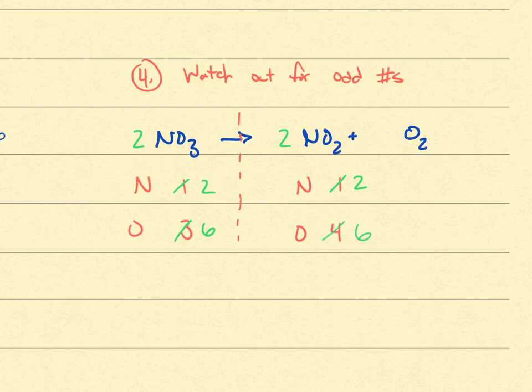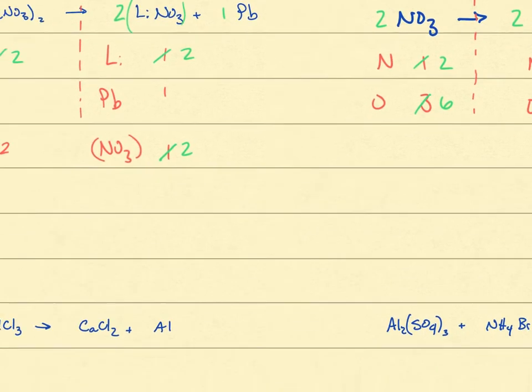Once again, the 2 in front of the NO2 only doubles the oxygen in NO2, not all the oxygen. So 2 times 2 plus 2 is this total of 6. Oh, hey, check that out. If I save the oxygens till last, they just kind of work themselves out. And the final answer here is 2, 2, 1.